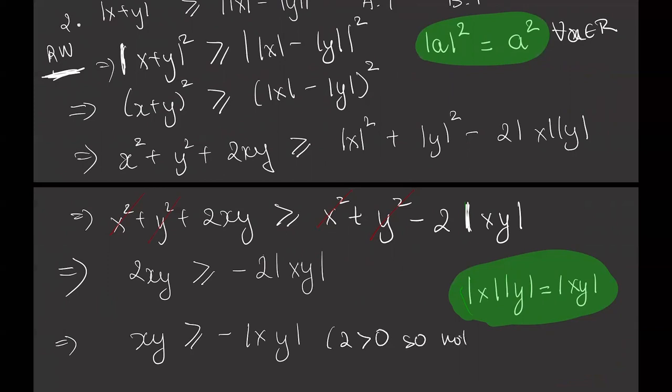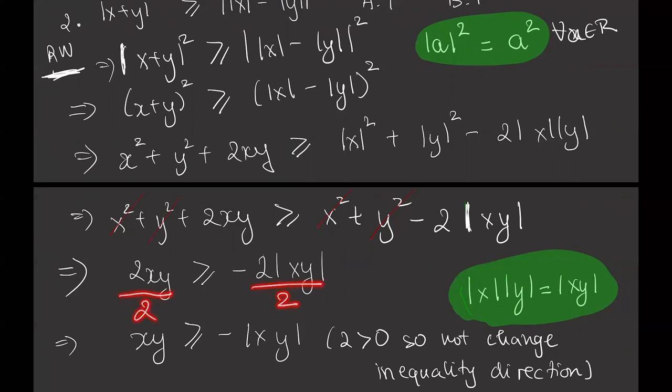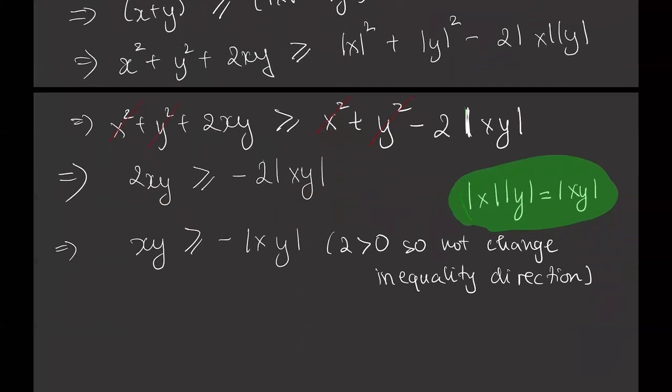So it does not change the inequality direction. Okay. Instead, I divided both sides by 2, then I got this one. Okay. And what do I do here to make it into a fact?